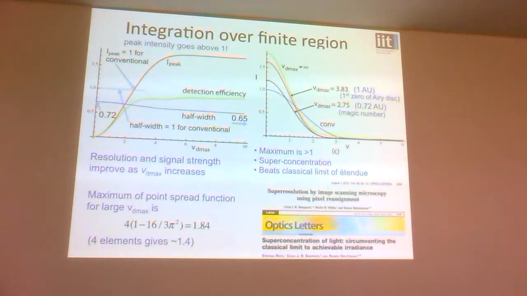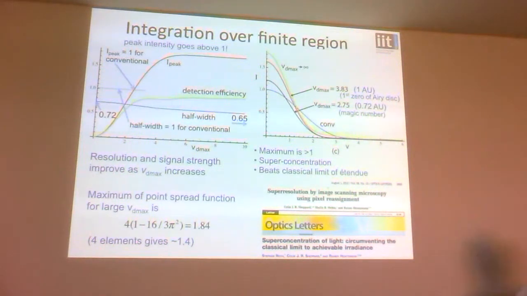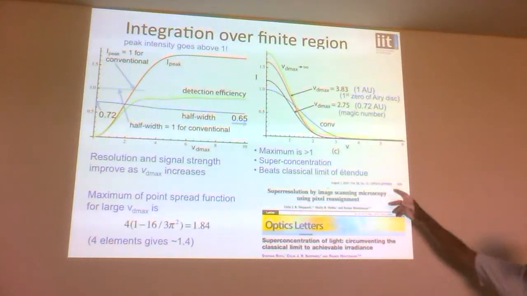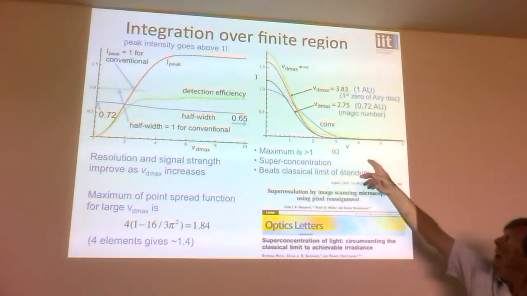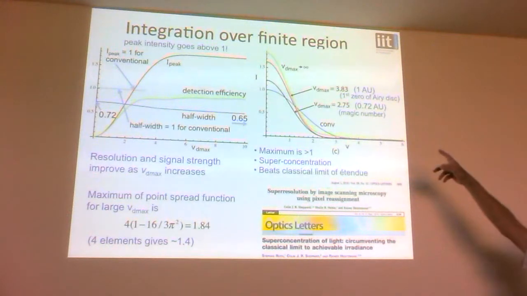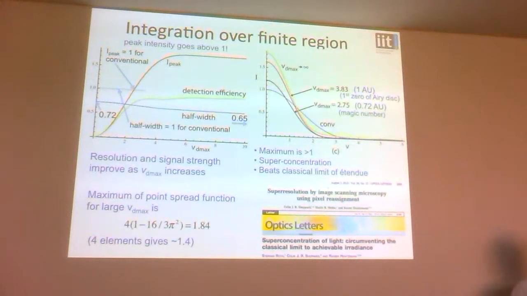Anyway, so you pick some particular value for the size of the array, typically around 1 Airy unit, and this will give a point spread function like in this picture here. I've said 3.83 is 1 Airy unit. 2.75 is what I call the magic number. If you're bigger than 2.75, you start losing optical sectioning. But 1 Airy unit is still pretty good.